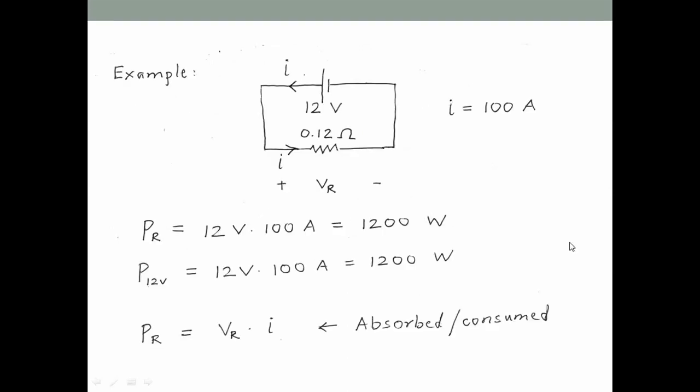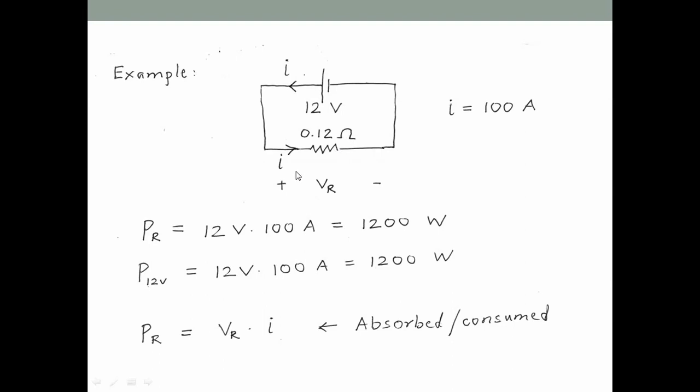So let's look at an example. Let us say we have a 12 volt battery supplying current to a 0.12 ohm resistor. This is a very small resistor. I'll tell you in a minute why. So the current flowing in the circuit is 12 volts by 0.12 ohms, which is 100 amperes.